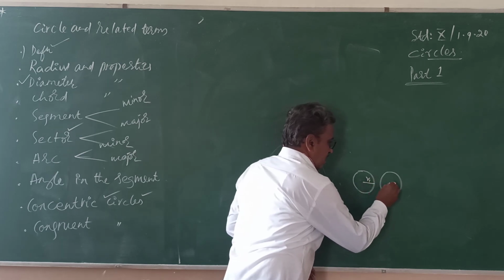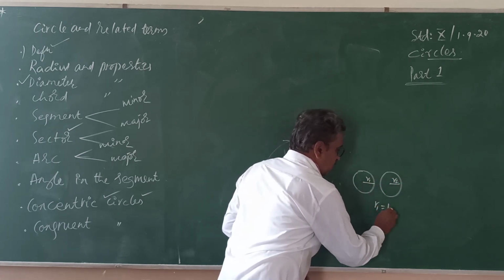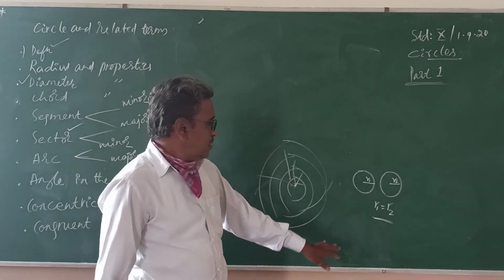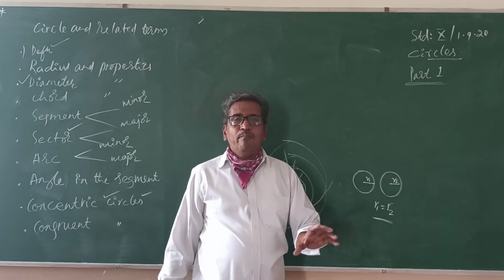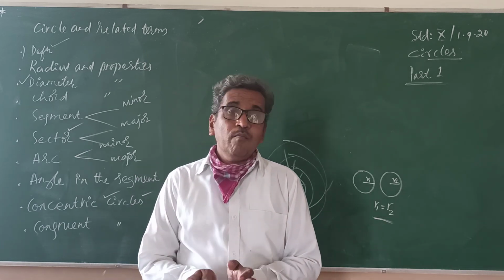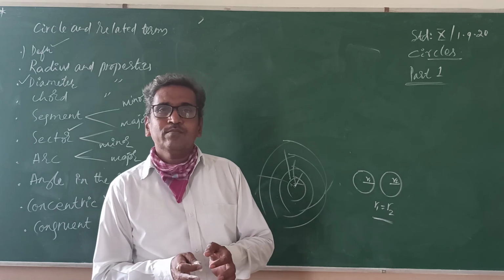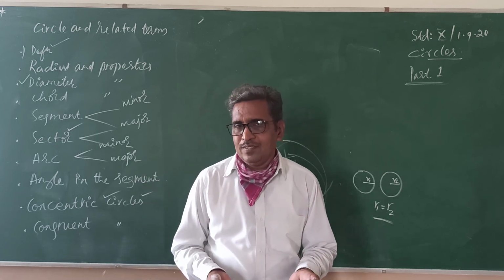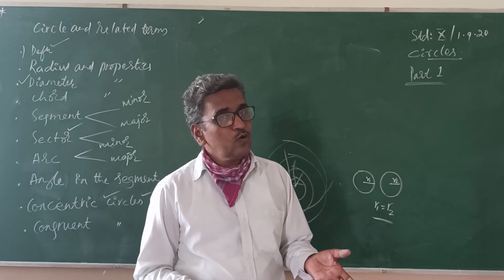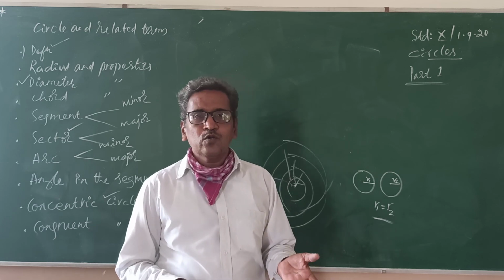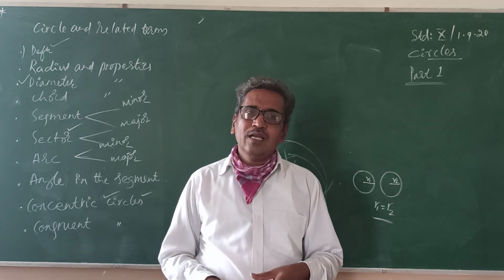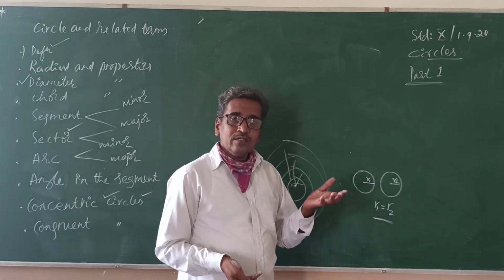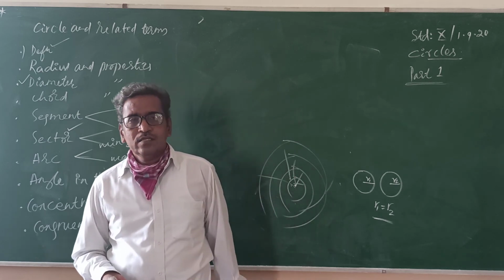If R1 equals R2, then they are said to be congruent circles. Bangles of the same size are said to be congruent circles, while bangles of different sizes are not. Wheels of a car are congruent. If they were not congruent, would it be possible to run? No. Wheels of a cycle or car, whichever you take, are all congruent, and only then can the vehicles run.